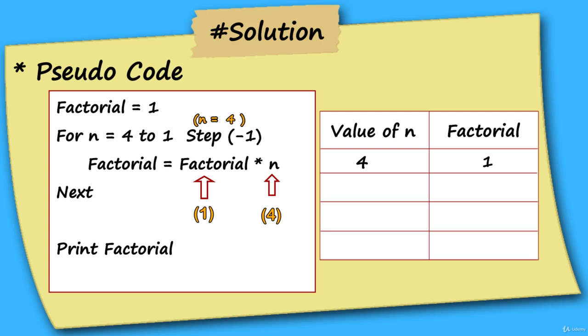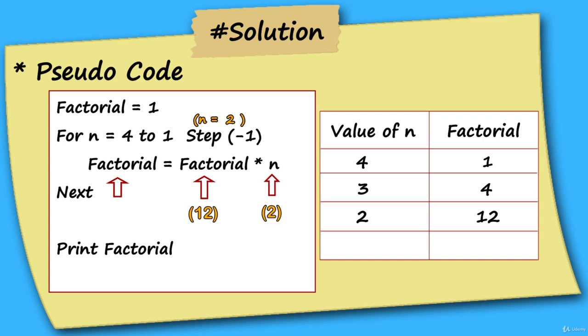Now this factorial is 4, it goes to the for loop and n is decremented by 1. So n is 3 as you can see in the table and the factorial is 4. So we say 4 into 3. That means 12. So 12 is stored in the factorial. Again the factorial's value is updated in the table, and n is also reduced by 1. So now factorial becomes 12 and n becomes 2.